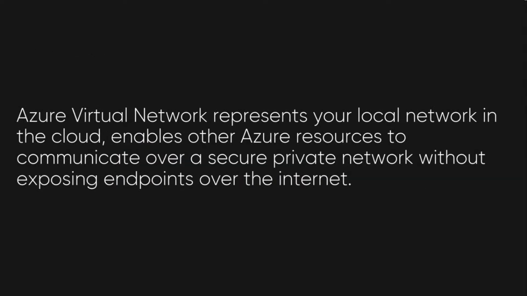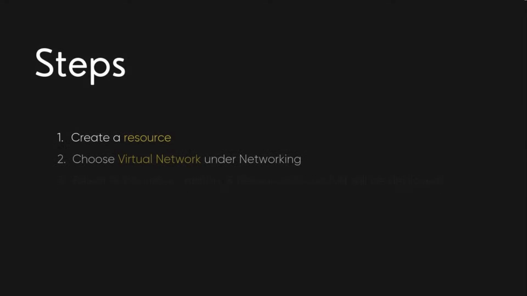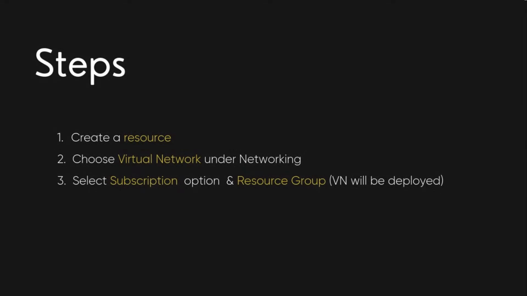So how do we create a virtual network? Only two things are required: an internet connection with a laptop, and an Azure subscription. If you don't have an Azure subscription, you can sign up on the Microsoft Azure portal with student credentials. You will get 100 or 200 US dollars of credit, and you can go and do hands-on. In this step, we are going to create a virtual network resource under networking, and we have to select the subscription and resource group there.